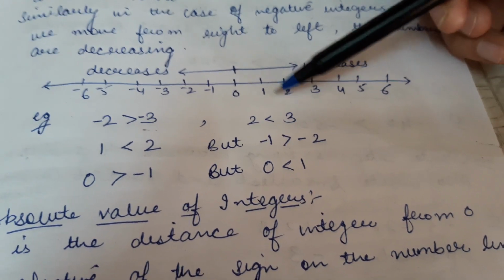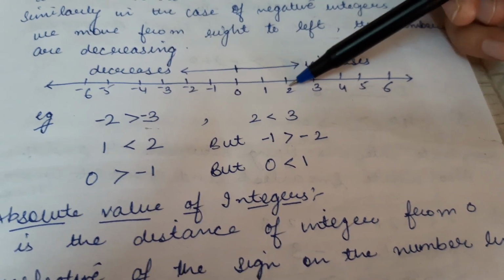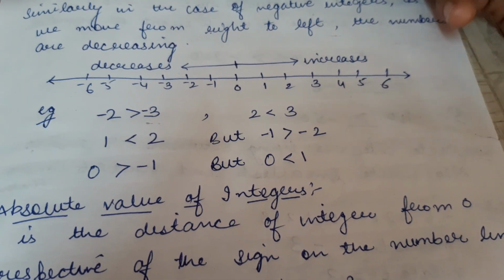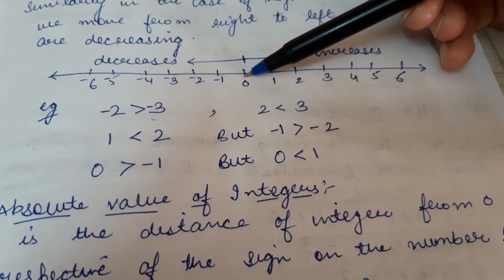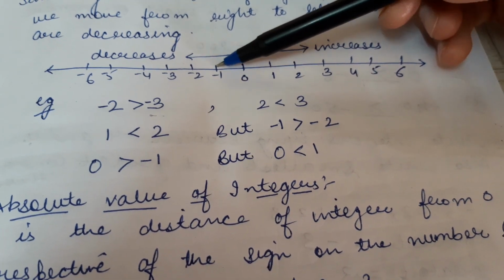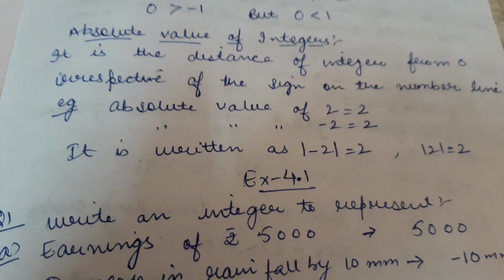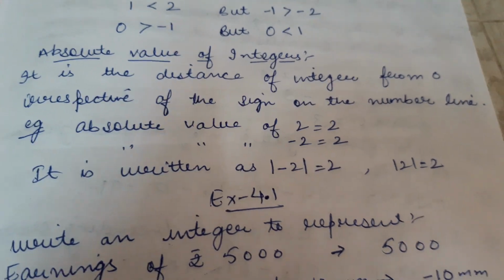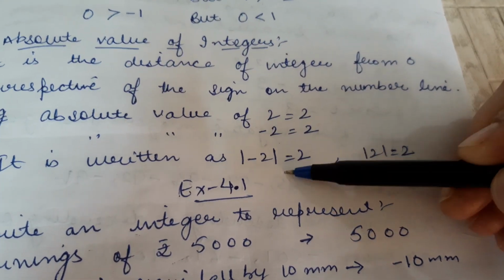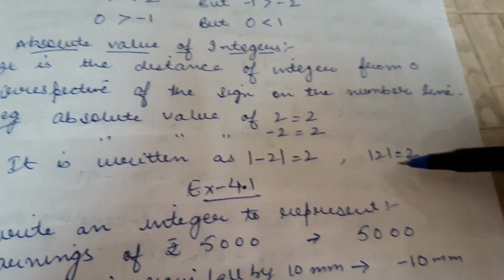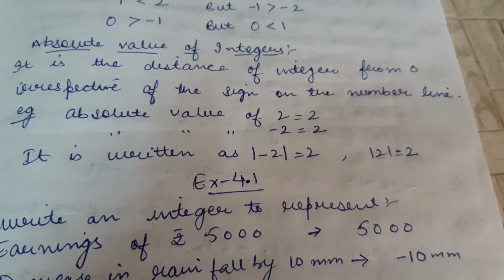Why? Because if I see from the number line, I want to find the absolute value of 2. Absolute value is the distance from 0. The distance is 1, 2. So the absolute value of 2 is 2. If I say the absolute value of minus 2, from 0 you will not see the sign. What is the distance? 1, 2. Again, the absolute value of minus 2 is also 2. The symbol for writing the absolute value is like this, 2 bars. This means absolute value of minus 2. This means absolute value of 2.